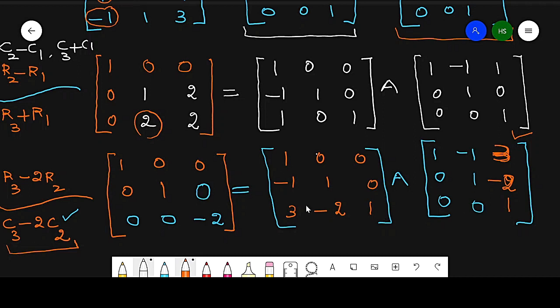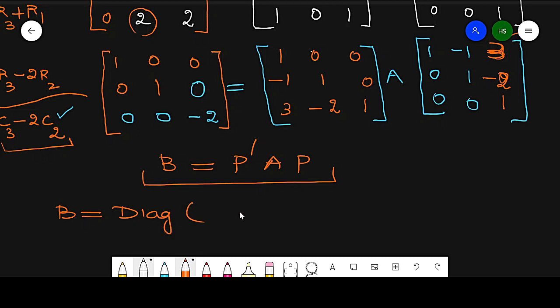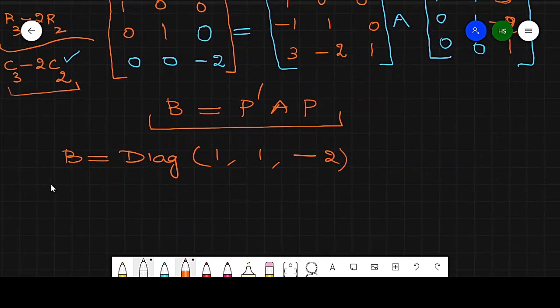Now we see that these matrices are transposed to each other. So this matrix can be written as, this is a diagonal matrix. If I write it as B matrix, it is P dash matrix, this is A, and this is a P matrix. So I reduce it into diagonal form. So what is the B matrix? B matrix is the diagonal matrix whose diagonal entries are 1, 1 and -2. And what is the P matrix? So here I find the P matrix.